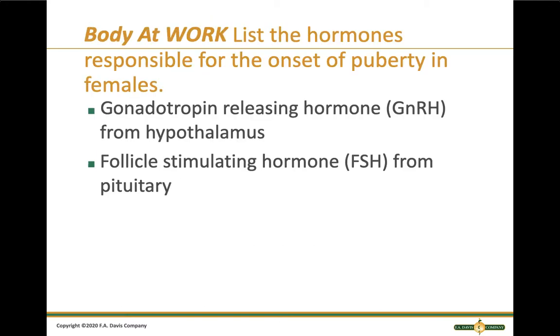Then we need to know the hormones responsible for the onset of puberty in females. First is gonadotropin-releasing hormone from the hypothalamus, so very similar to males. That's going to cause follicle-stimulating hormone to be released from the pituitary. That's going to cause a follicle to develop in the ovary, and the follicle cells then produce estrogen, which cause these secondary effects like growth of the breasts and the reproductive organs, growth of axillary and pubic hair.